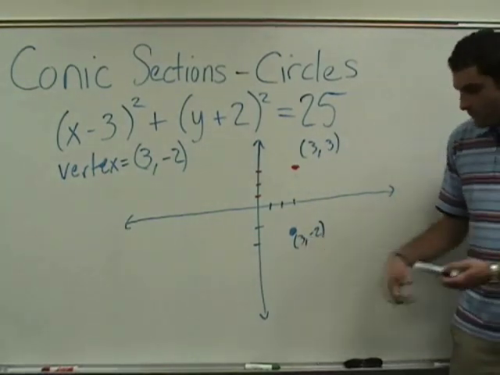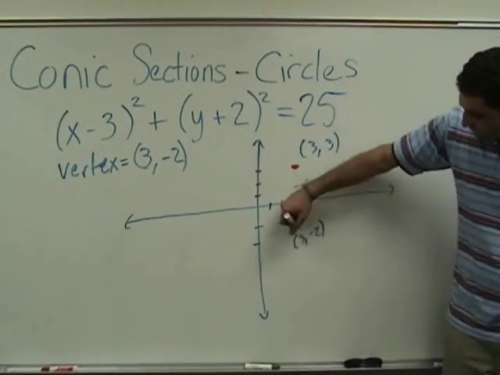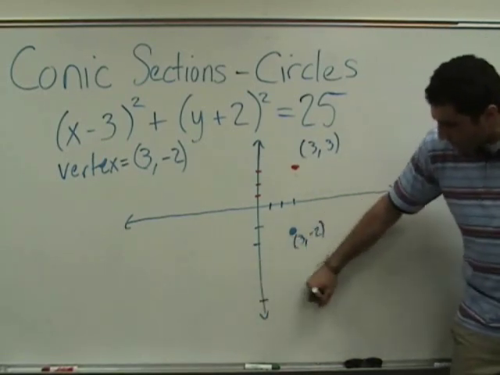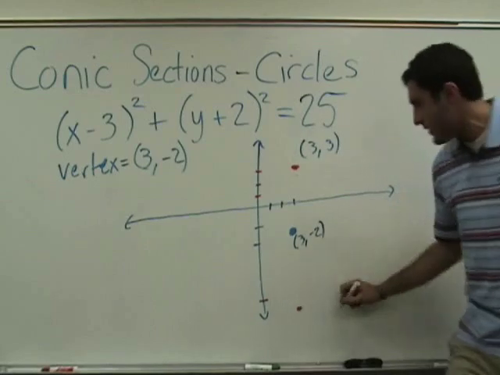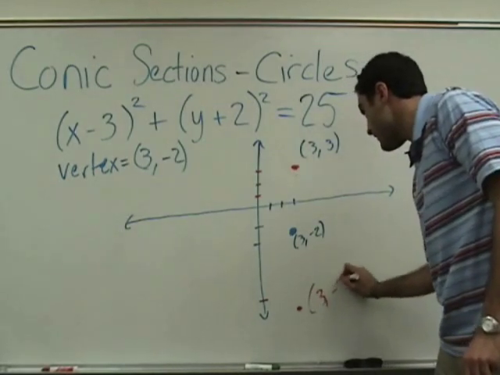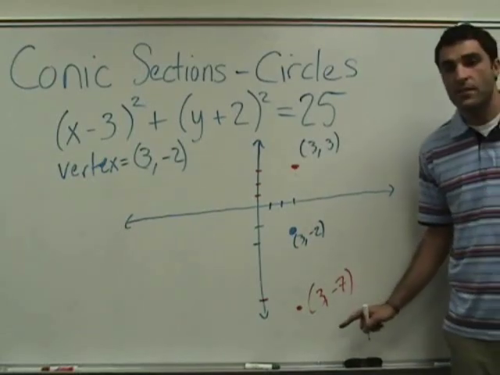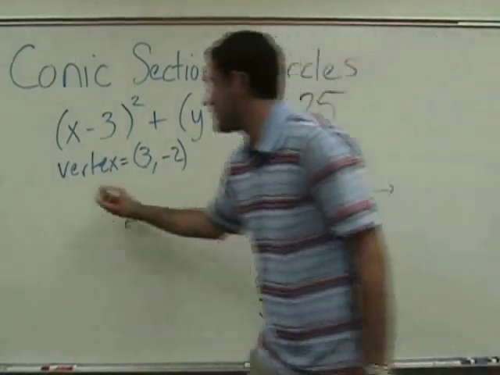All right, let's go down 5. So subtract 5 from -2. We're down to what? -7. So 3, -7. What are you subtracting to get to these numbers? The radius, which is the value of 5. R equals 5.